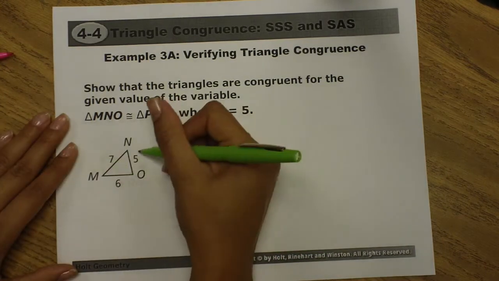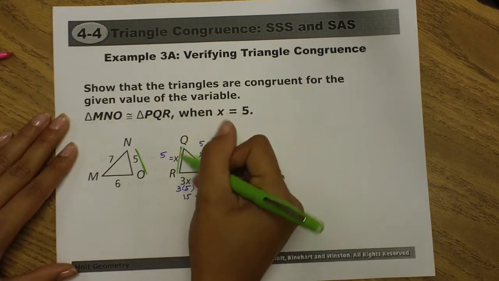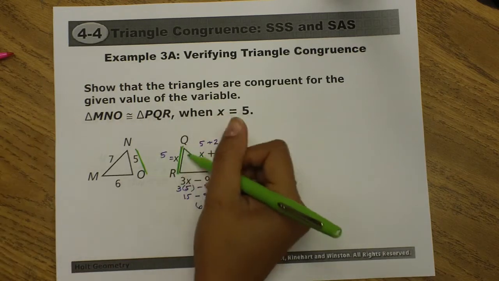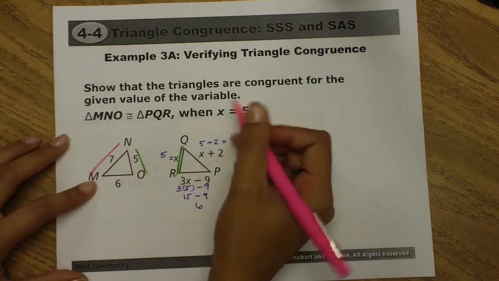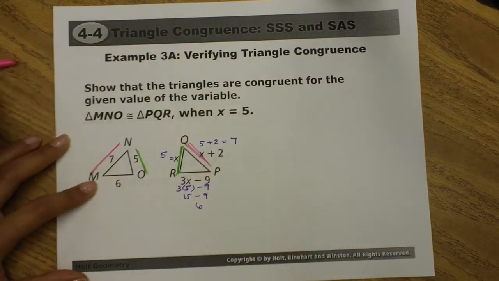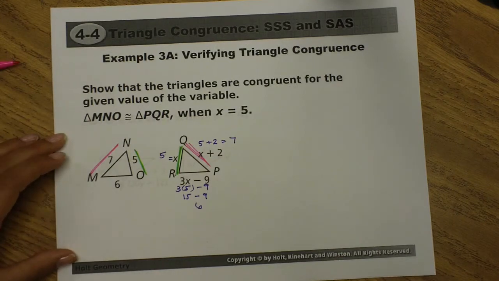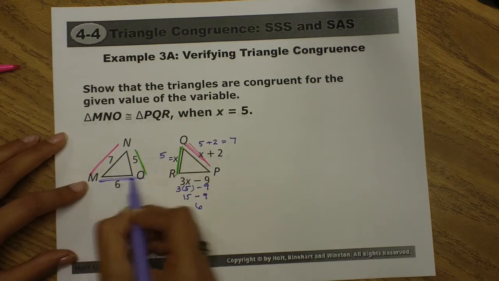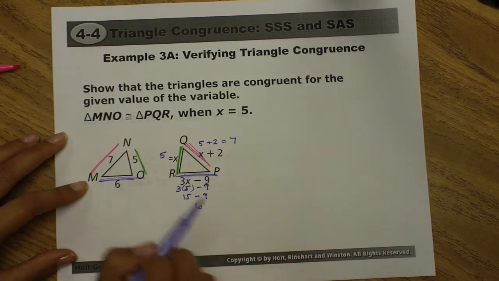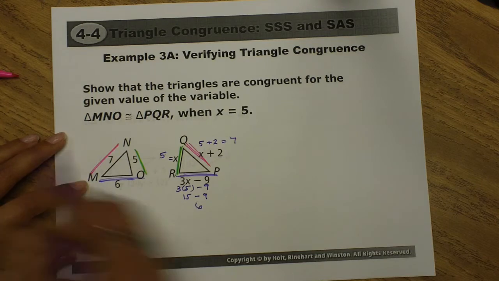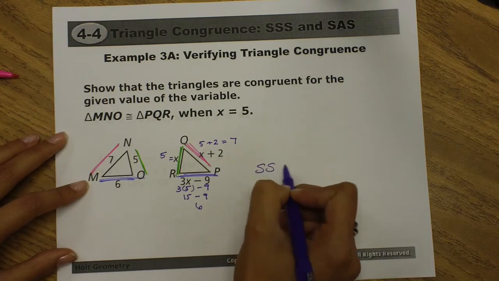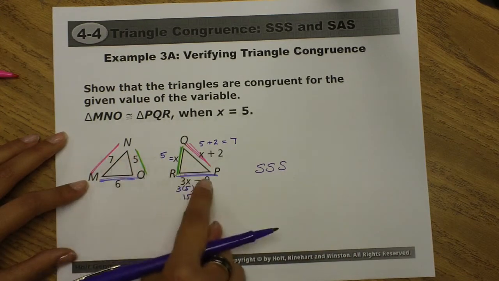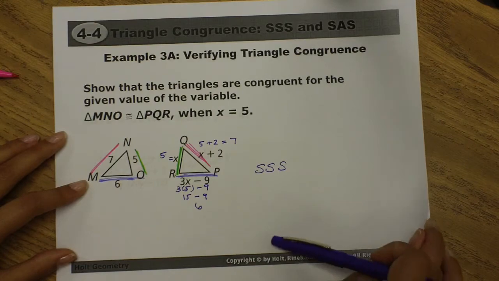Now I can see that side NO is congruent or equal, now I have values, to side QR. I know that NM is equal to QP. And I also know that, let me find another color, MO is equal to RP. So I just proved these two triangles equal to or congruent to each other using side, side, side, because all three of them are equal measures.